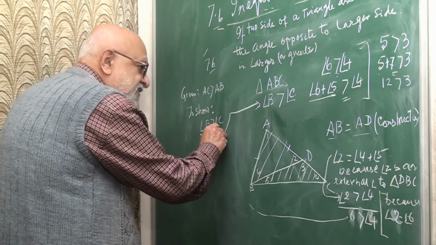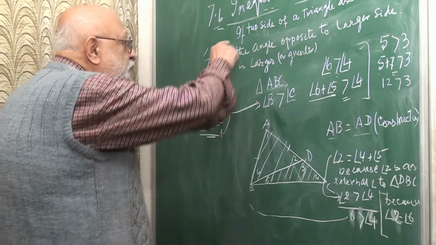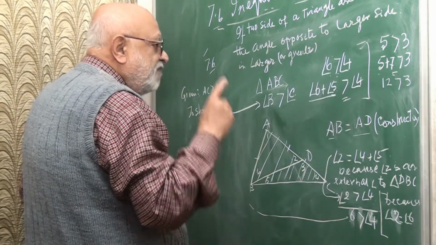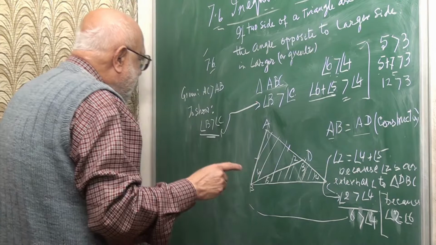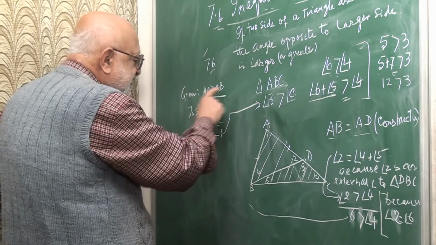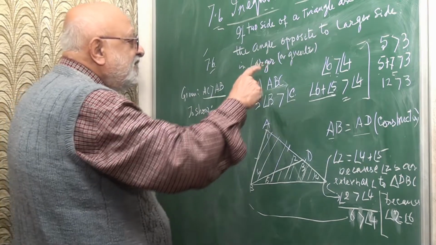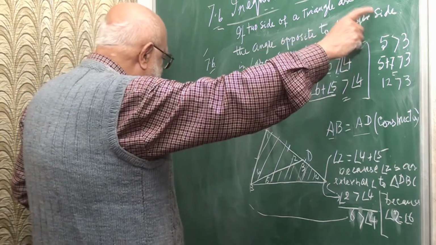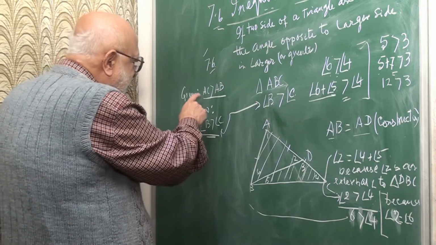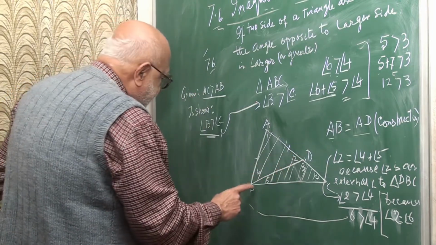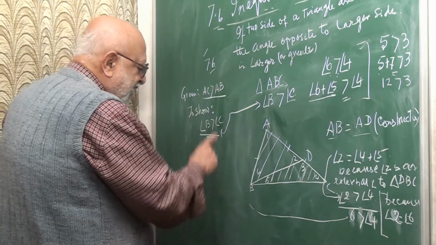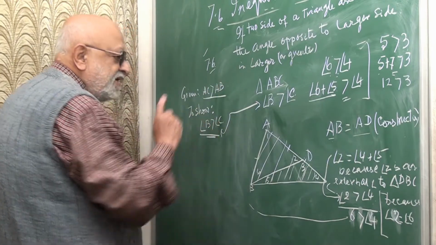So that means this proves that the two sides of a triangle are unequal. So we have taken that two sides are unequal. So given AC is greater than AB, and then the angle opposite to the largest side. What is the angle opposite to the largest side? AC's opposite is angle B, and AB's opposite is angle C. So angle B is greater than angle C.